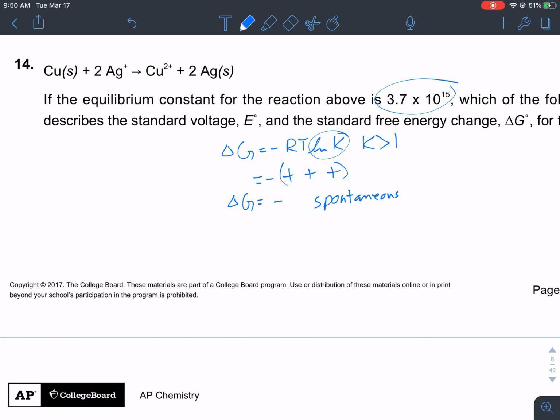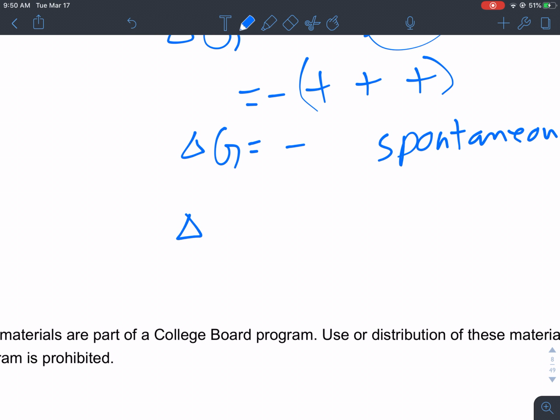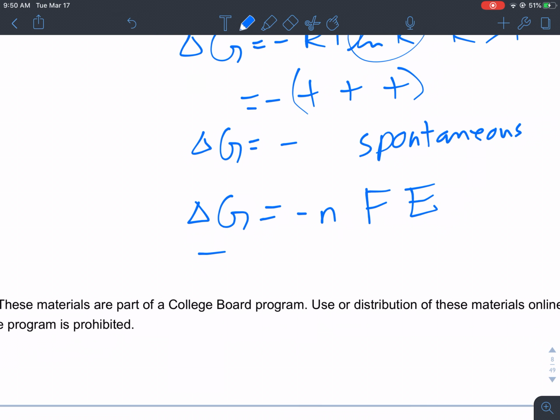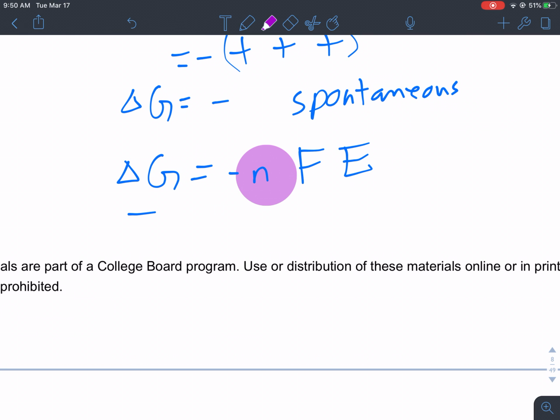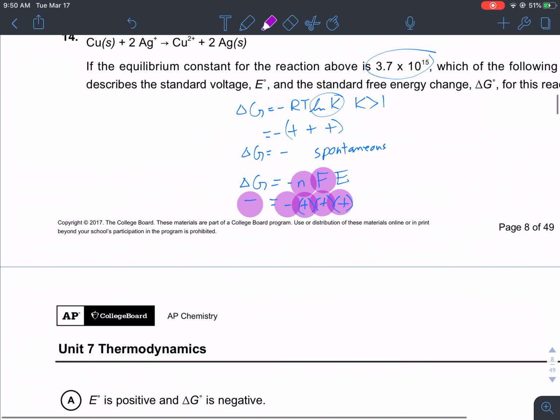So this is guaranteed. What does that say about your E? Well, your delta G is negative, and we can translate to our nFE. N is always positive because that's moles of electrons, which can't be negative. F is always positive because that's Faraday's constant. So if you have a negative delta G equal to a negative times a positive number times a positive number, E better be a positive number, because then you have a negative times positive, positive, positive equal to a negative. So E cell must be positive.